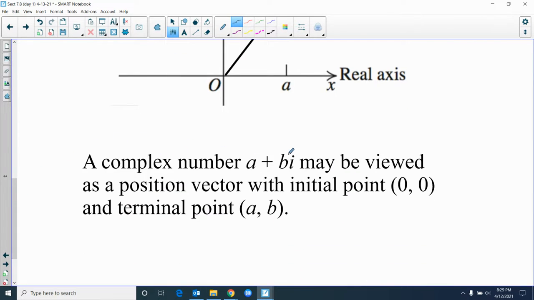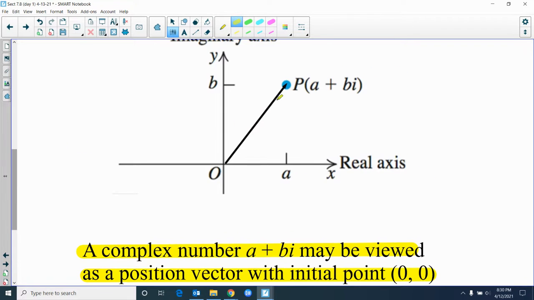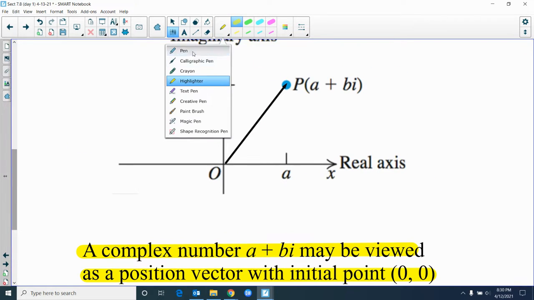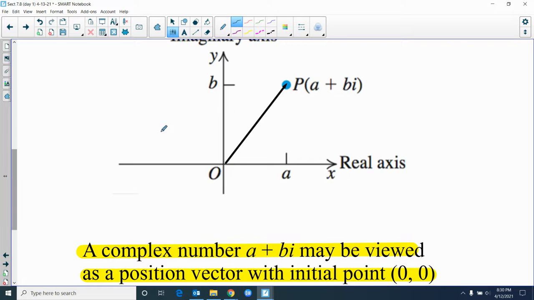As we talked about earlier, to the right of your guided notes you should have that little picture above. And then it says a complex number a plus bi may be viewed as a position vector with initial point (0, 0) and terminal point (a, b). So there's your position vector. It starts at (0, 0) and goes to (a, b).